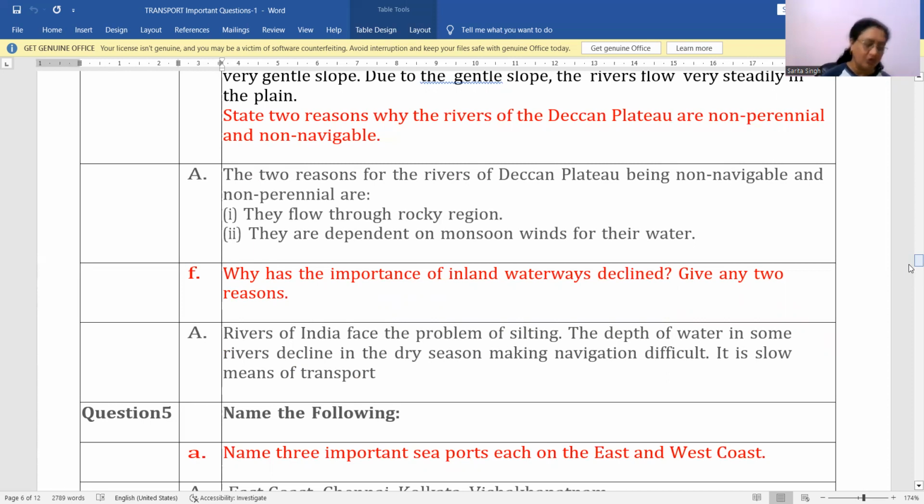They flow through rocky surface. Because of the rocky surface, and moreover, they are crossing through the Deccan Plateau region, they have several ups and downs in their flow. Ups and downs are there, waterfalls, rapids, and all these are seen. Then the area gets seasonal rainfall. So all these things make the rivers of Deccan Plateau less important.